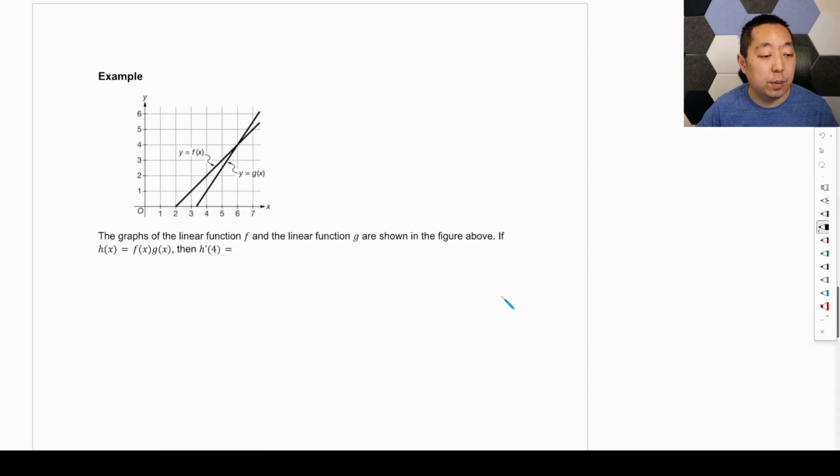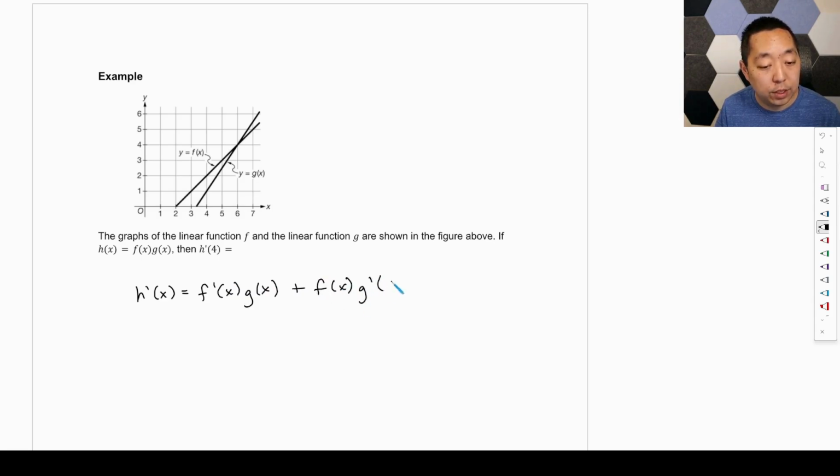Okay, let's look at another example. Very similar example, right? We're going to do almost the exact same thing, just so you see it again. G of x plus f of x, g prime of x, right? And then we're just going to plug in 4 here. That's going to be f prime at 4, g of 4, plus f of 4 times g prime at 4.